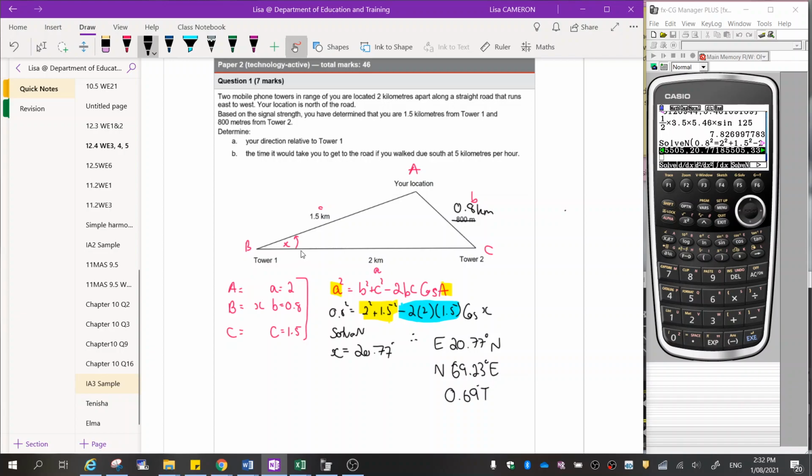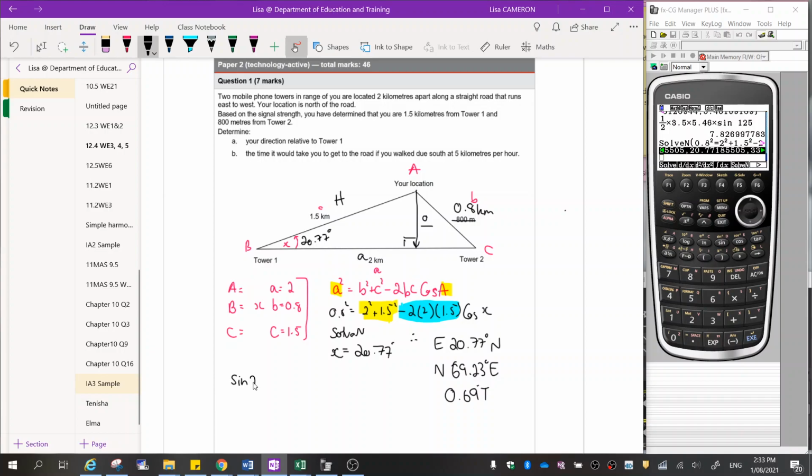Okay, the next thing that we're going to do, now that we know this angle in here is 20.77 degrees, it's asking us that if we walk due south, so here's where we started, we walk due south, meaning that that's a right angle, at 5 kilometres per hour, how long would it take? If I'm looking at it like this, I can quite easily see that this is going to become a right angle triangle. This is the opposite side, this is the adjacent side, this is the hypotenuse. If I want to determine how long it's going to take me, I care about the distance of this opposite side. So we're going to use our sine ratio to work that out.